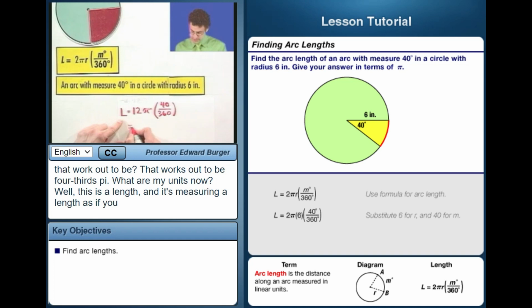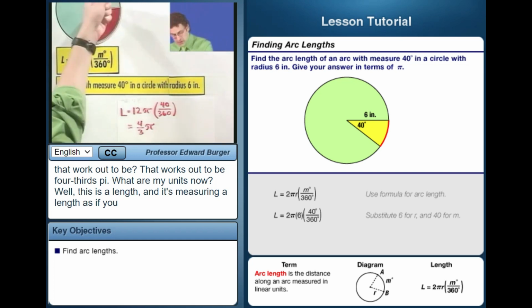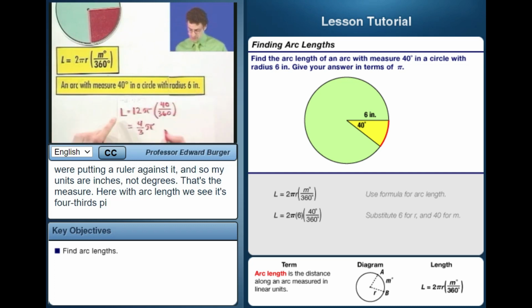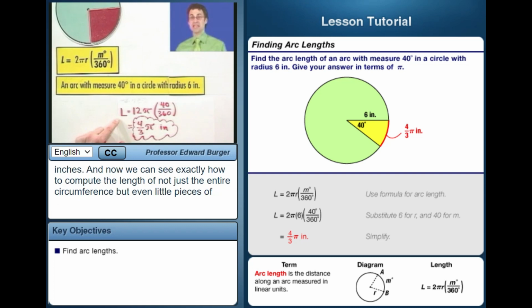And so what does that work out to be? Well, that works out to be 4/3 pi. And what are my units here? Well, this is now a length, and it's measuring a length as if you were putting a ruler against it, and so my units are inches, not degrees. That's the measure. But here, with arc length, we see it's 4/3 pi inches.